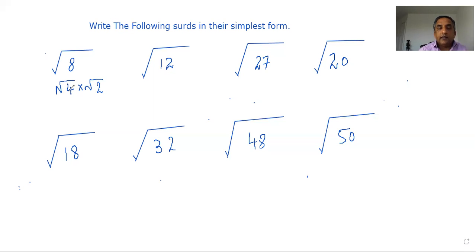But now we know that square root of 4 is 2. So we can just write 2. And square root of 2, we cannot work it out. So we just write square root of 2. And this will be the answer. Very simple, you see. So this will be the answer for the first question.